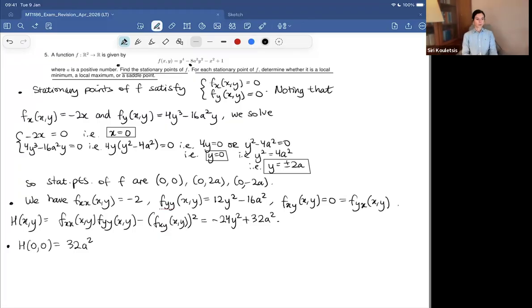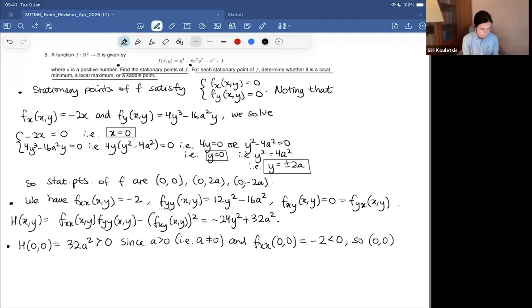The Hessian is 32a squared, which is positive since a is a positive number. In particular, it's not equal to 0, as given in the question. And then with a positive Hessian there, we also check fxx at the stationary point (0, 0). Well, that's negative. And so (0, 0) is a local maximum.